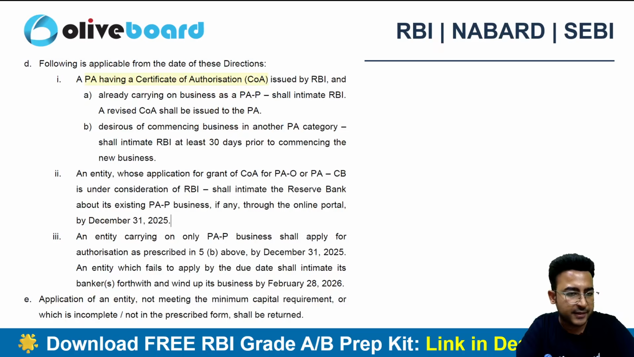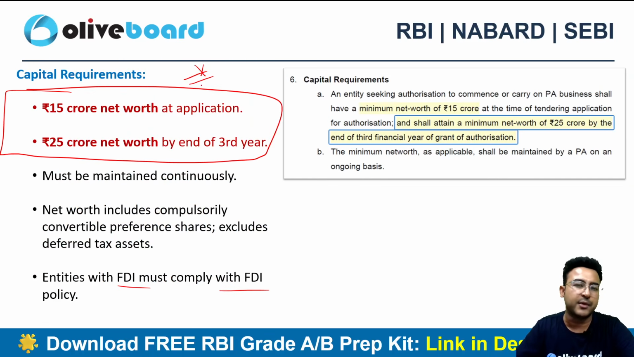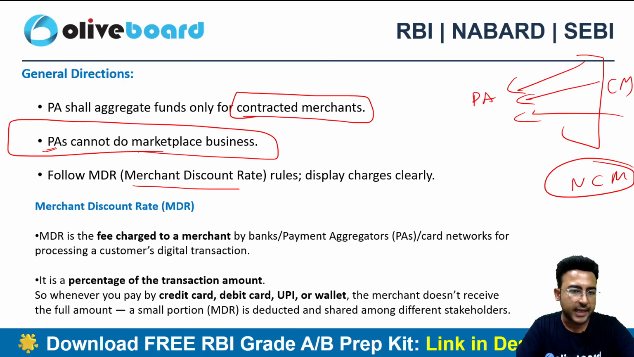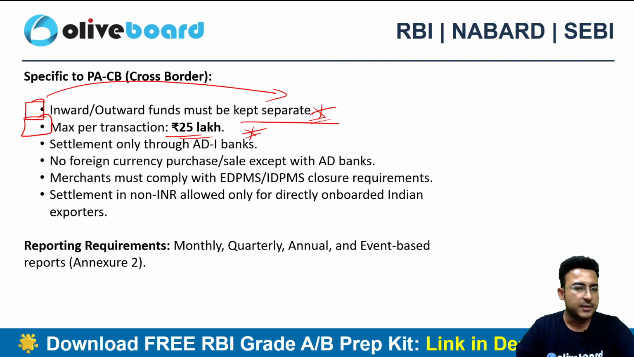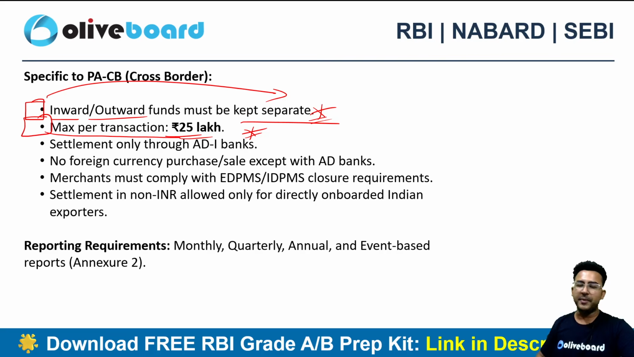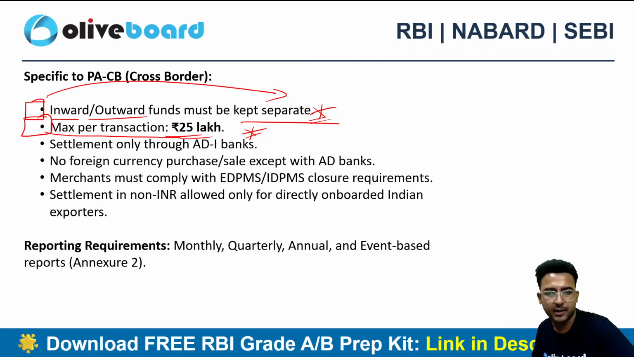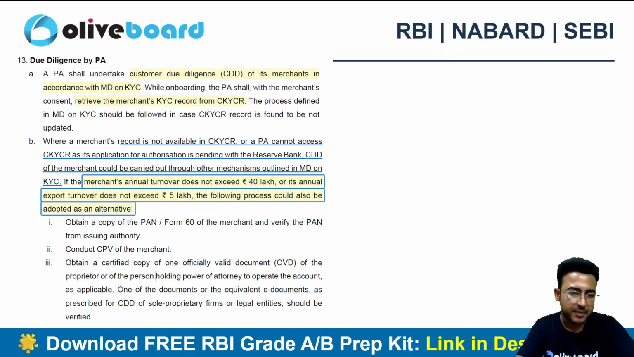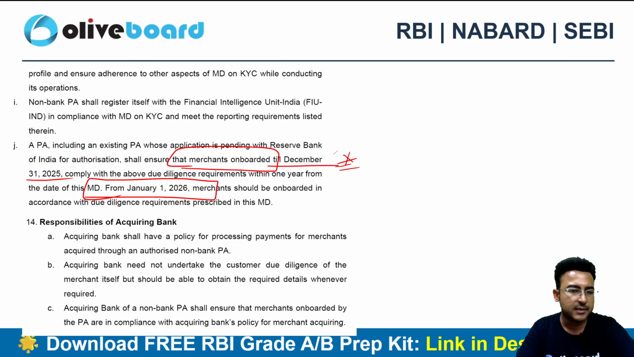I personally feel that this particular limit of capital requirement can be very, very important, right? Again, the maximum per transaction limit is important. You need to open 2 accounts, inward account separate, outward account separate, right? So these things can definitely be important for your examination. Please cover the limit based things in a complete manner. Don't leave any kind of limit.